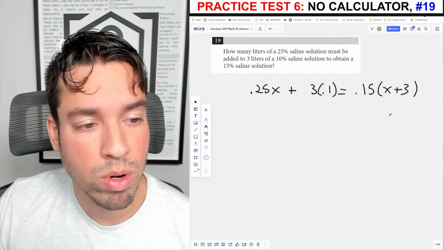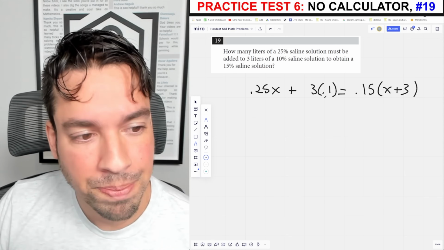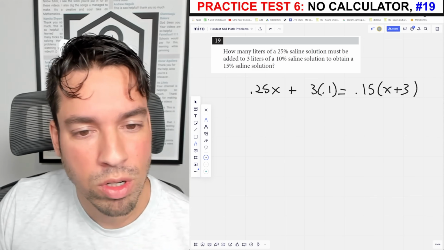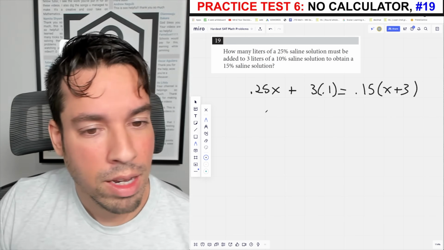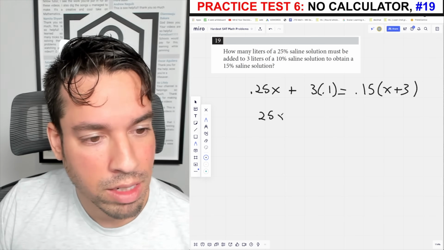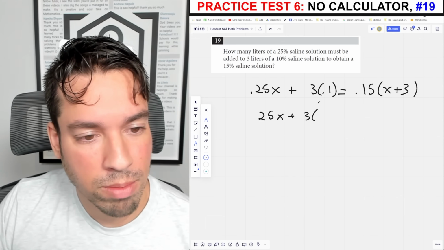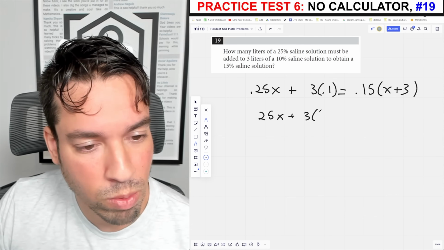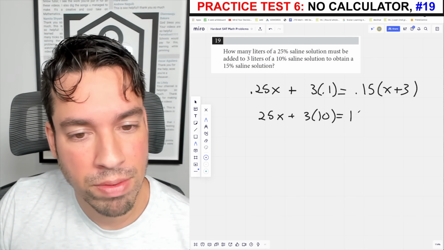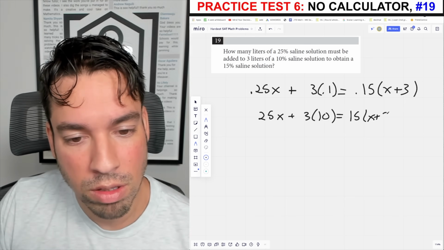Now we got a beautiful equation, but it can get even better. Notice how I have decimals. Well, I don't really want to deal with decimals. So I'm going to multiply everything times 100. And I can do that. It becomes 25x plus 3 times, again, I don't multiply both of these by 100, just one of them, and then we're good to go. So 100 times 0.1 is 10 equals 15 times x plus 3.